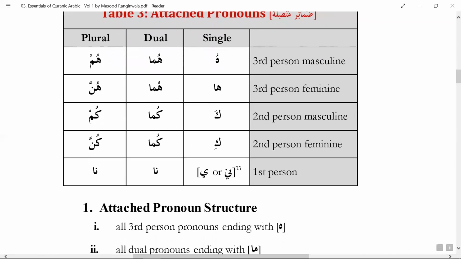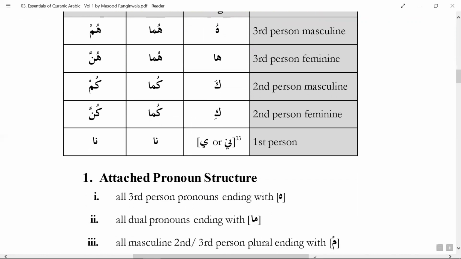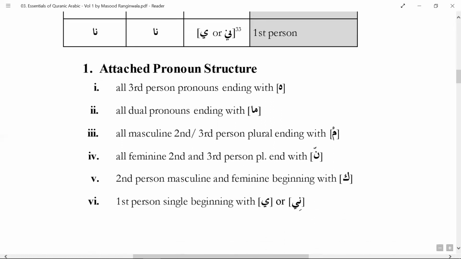Now, if you note here, there is a specific pattern. The first two lines all start with ha: hu, huma, hum, ha, huma, hunna. The next two lines are all ka, which is the anta, anti lines: ka, kuma, kum, ki, kuma, kunna. The duals are always ma: huma, huma, kuma, kuma. Then masculine plurals are mim sukun: hum, kum. And the feminine plurals are all noon shadda: hunna, kunna. And first person will be ni or ya.